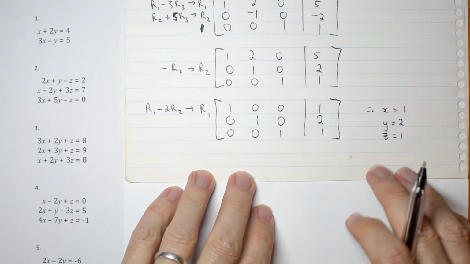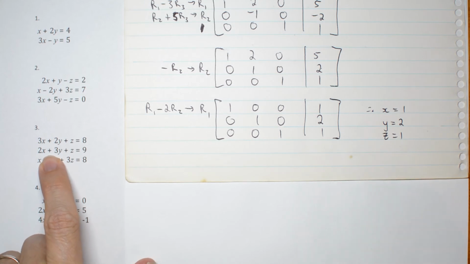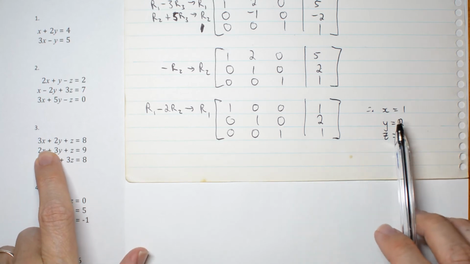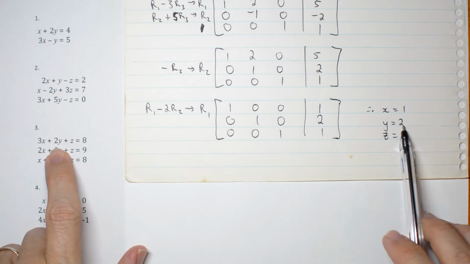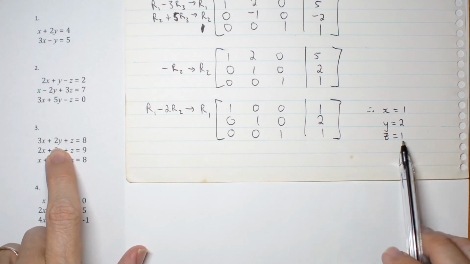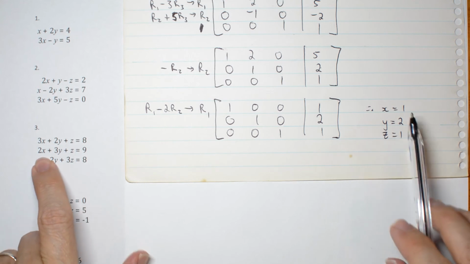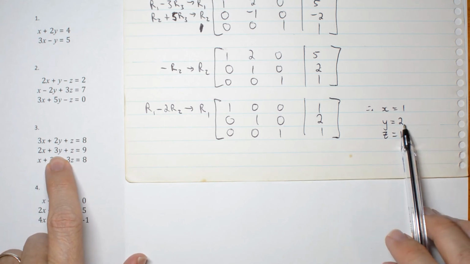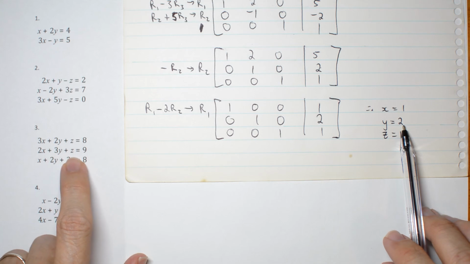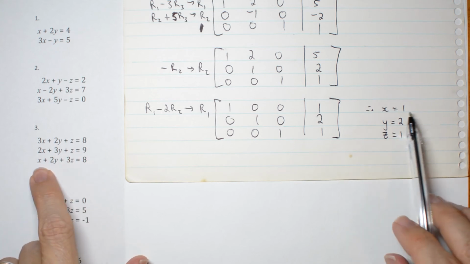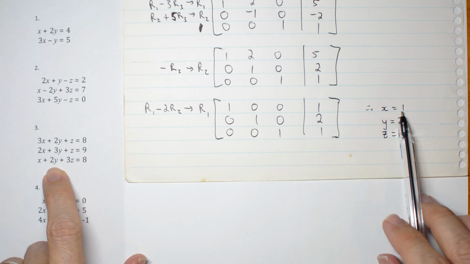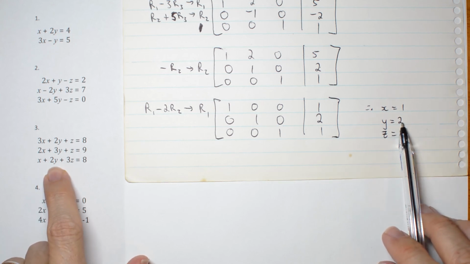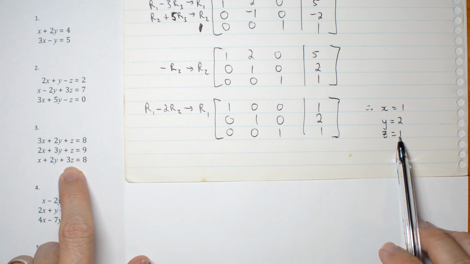We can check this by putting them back into these equations. I won't write it this time, but I'll do it here. 3 plus 4 is 7, plus 1 is 8, correct. 2 plus 6 is 8, plus 1 is 9, correct. 1 plus 2 times 2 is 1 plus 4 is 5, plus 3 is 8, correct.